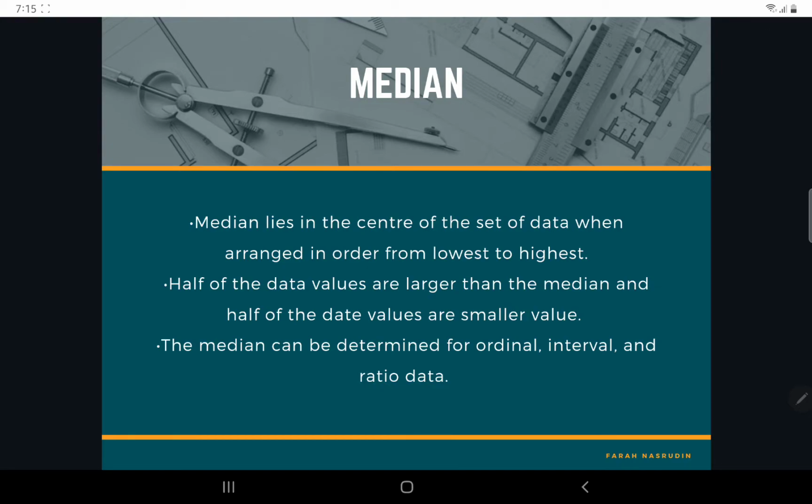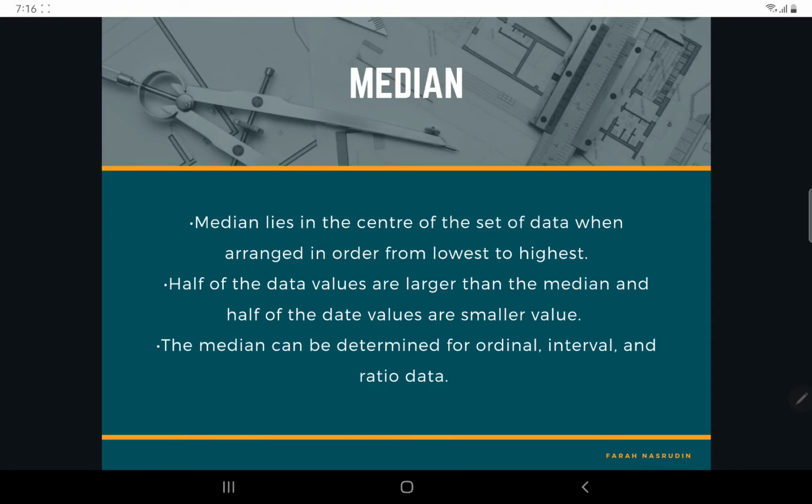Okay, the next one, we look at the median. What is the median? The median is the value that lies in the center of the data, where half of the data are greater than or equal to the median, and another 50% of the data are smaller than or equal to this value, because the median is the center value. So 50% is greater than the median, and another 50% are smaller than the median.